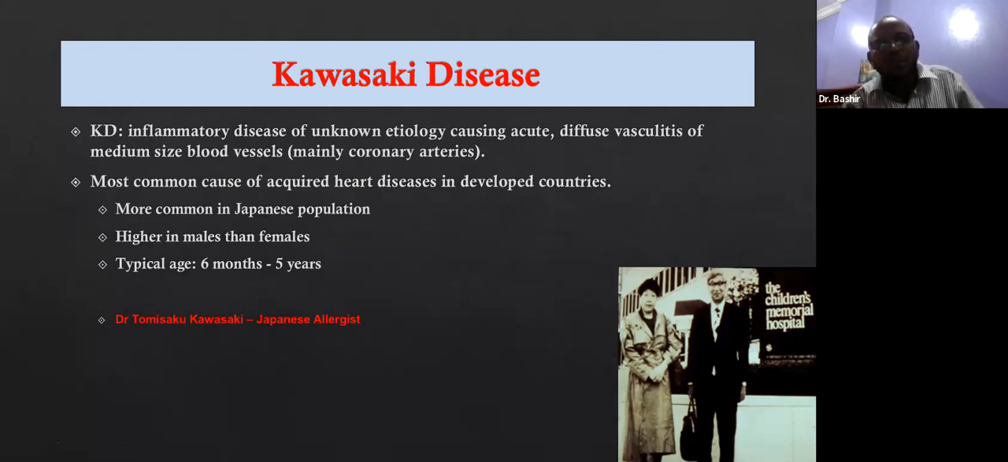Kawasaki disease is the most common cause of acquired heart disease in developed countries. But in developing countries, like in Sudan, the most common is rheumatic fever. It is more common in the Japanese population and higher in males than females. Typical age is 6 months to 5 years. Less than that or more than 5 years is called atypical. And this is the one who discovered this disease in Japanese children, Tomisaku Kawasaki. He is a Japanese allergist.